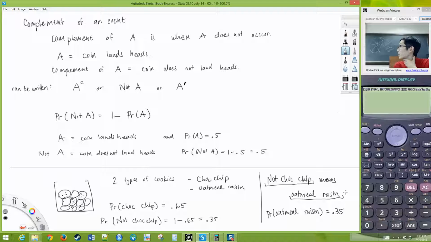Yes? Why were you able to define what not chocolate chip meant there, but not in the coin toss? Like, the coin could have gone anywhere. Well, you can define not landing heads to mean it lands tails. You can do that. I just wanted to distinguish that not heads doesn't necessarily mean tails. You can define it that way, and you can say we're going to simplify the world, and we're going to eliminate any outcomes that aren't heads or tails.